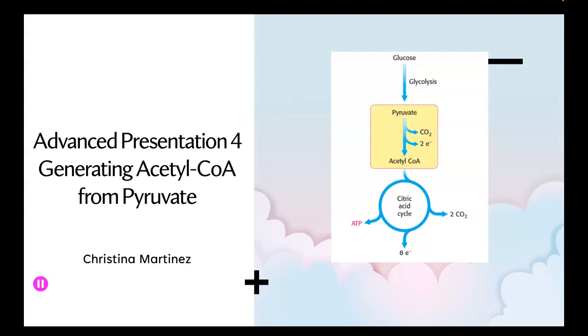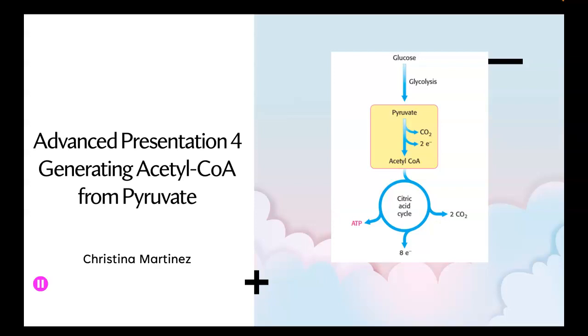I've added a picture depicting some processes here. So through glycolysis, we do generate two pyruvate molecules. These pyruvate molecules go through additional steps that create acetyl CoA, which is necessary for the citric acid cycle. What we are going to be focusing on is the pyruvate to acetyl CoA.